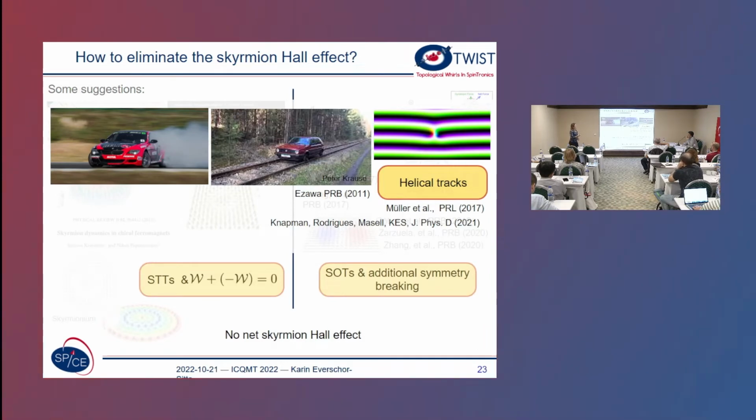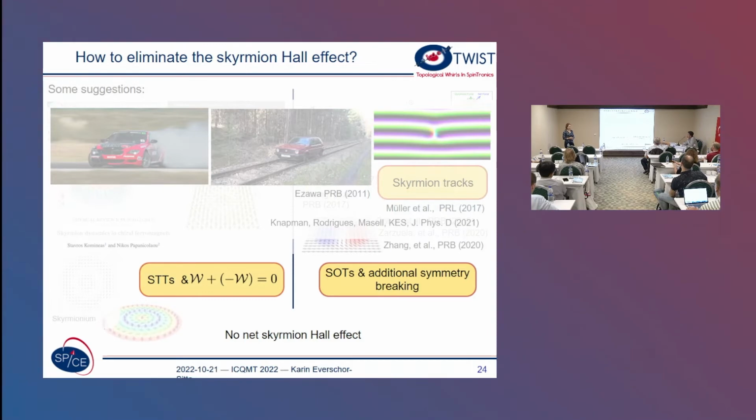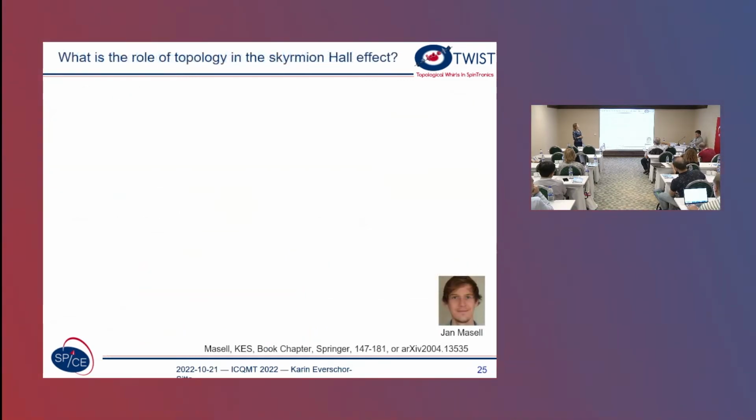So I just talked about these helical tracks. Let me come back to the other two ideas. More importantly, because here you see this W, which is related to the skyrmion winding number, but here you don't see it. So also to the question, what is the role of topology in the skyrmion Hall effect? Because this has been very much debated. What does topology actually mean?